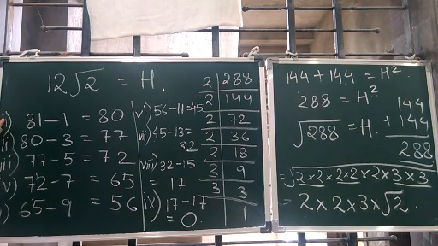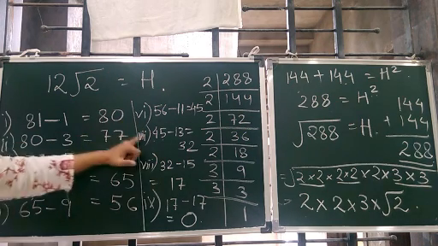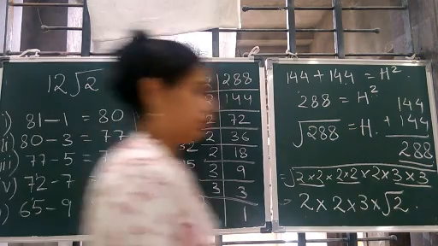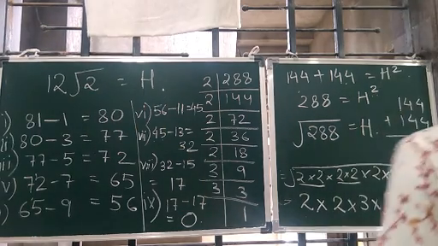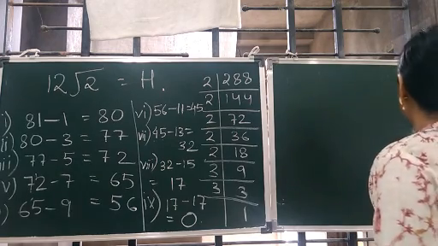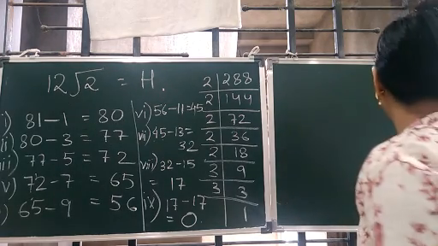Now, how many times have we done the subtraction? 1, 2, 3, 4, 5, 6, 7, 8, 9 times. So the square root of 81 is 9. Okay. Square root of 81 is 9. How?